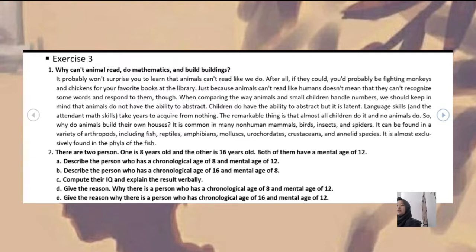There are two persons, one is 8 years old and the other is 16 years old, but both of them have a mental age of 12. Describe the person who has a chronological age of 8 and mental age of 12. Describe the person who has a chronological age of 16 and mental age of 8. Compute their IQ and explain the results verbally. Give the reason why there are persons who have a chronological age of 8 and mental age of 12. Give the reason why there are persons who have a chronological age of 16 and mental age of 12.